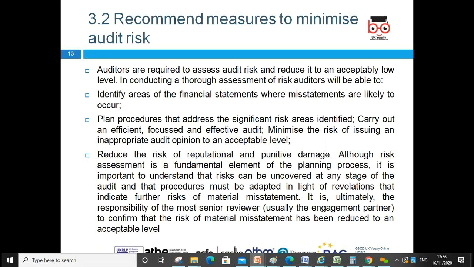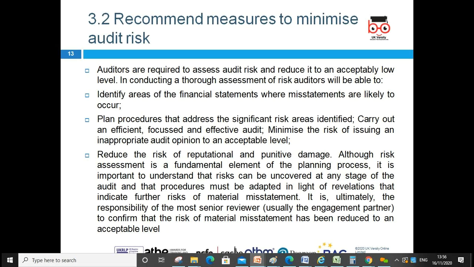Okay, next we look at recommending measures to minimize risk. How can we minimize the risk? Auditors are required to assess the audit risk and reduce it to an acceptable level. Risk is always there. You can't eliminate the risk 100%, but you try to bring it to an acceptable level, 5%, 10%, not 100%.